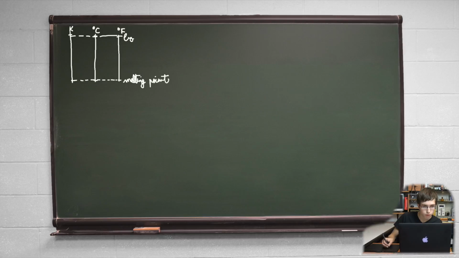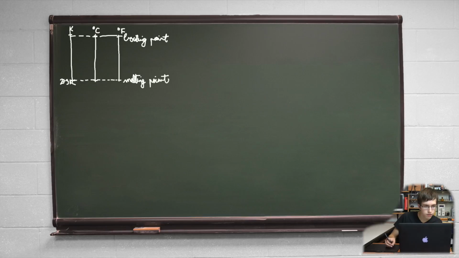So first we have this official one, which is the Kelvin scale. Then the Celsius scale in degrees of Celsius, and the Fahrenheit scale in degrees of Fahrenheit. This temperature represents the melting point of water, while this temperature is the boiling point of water.